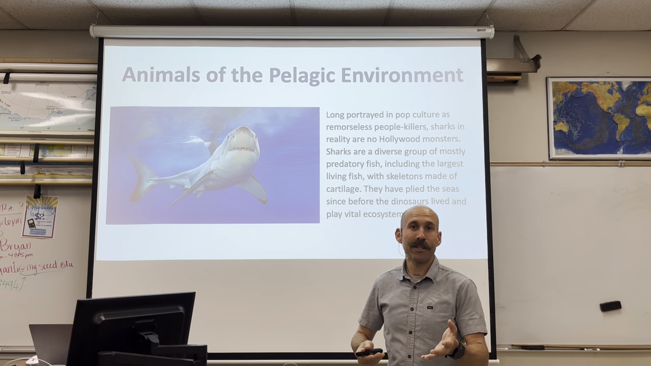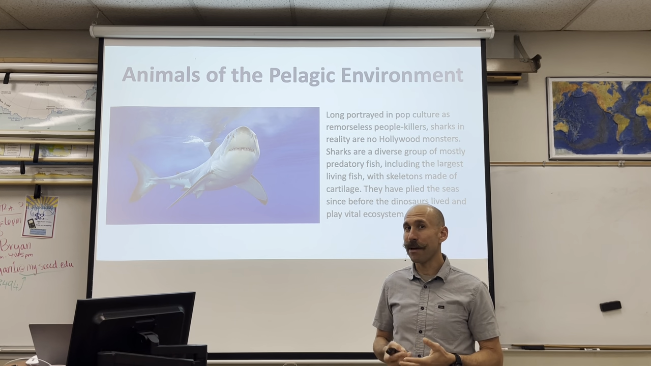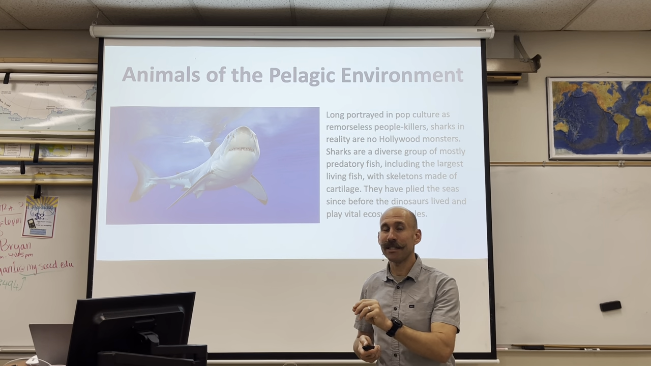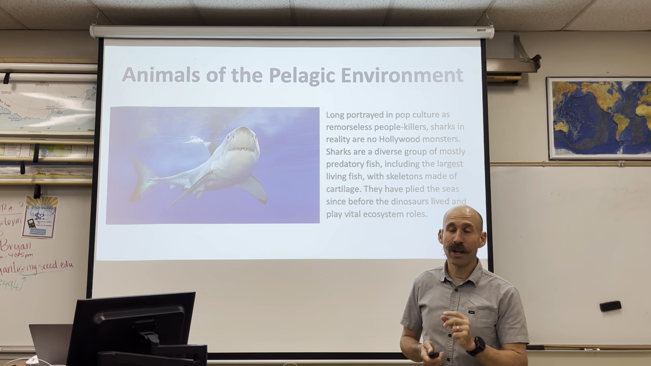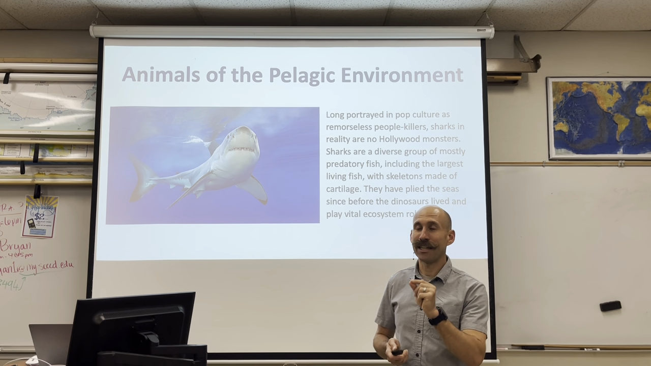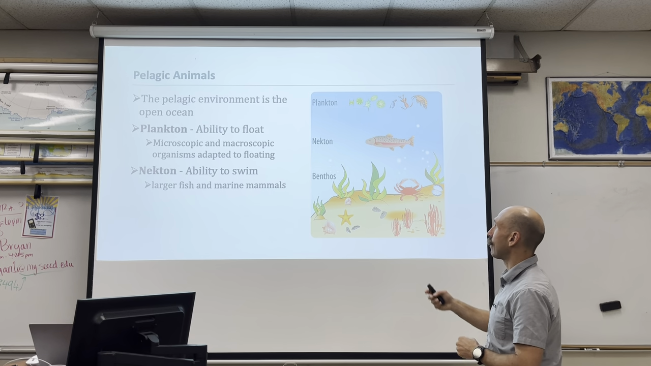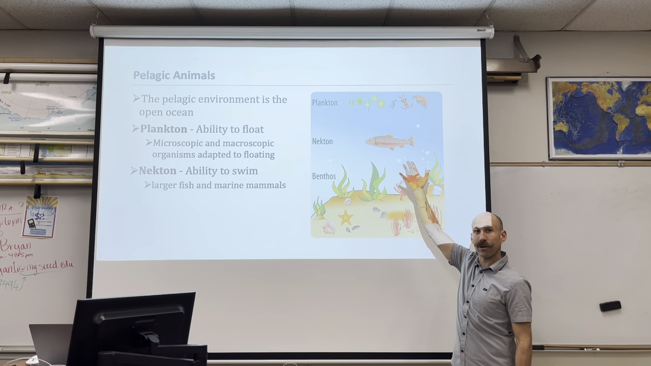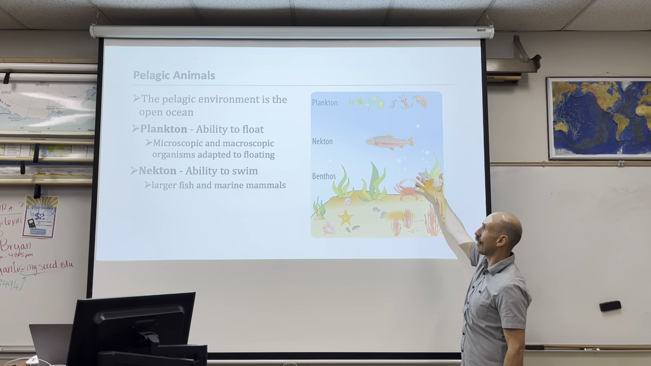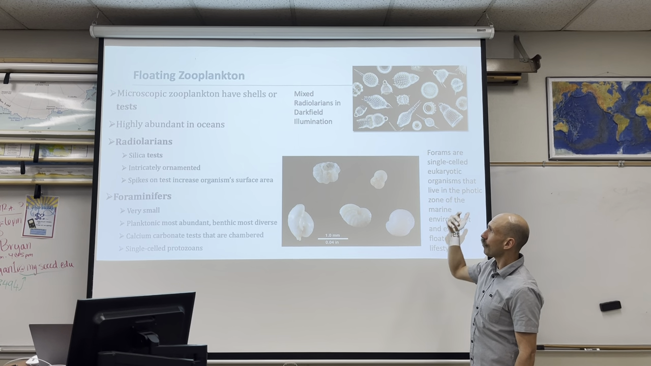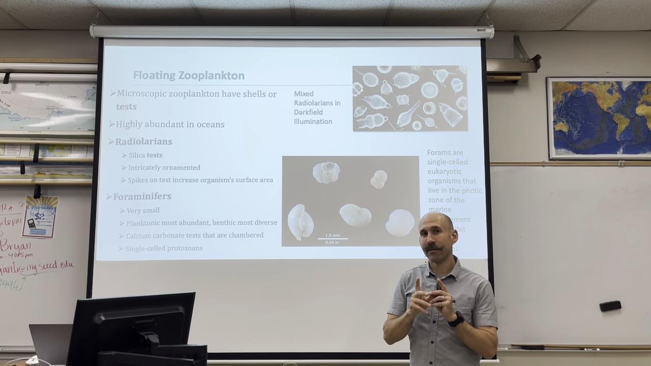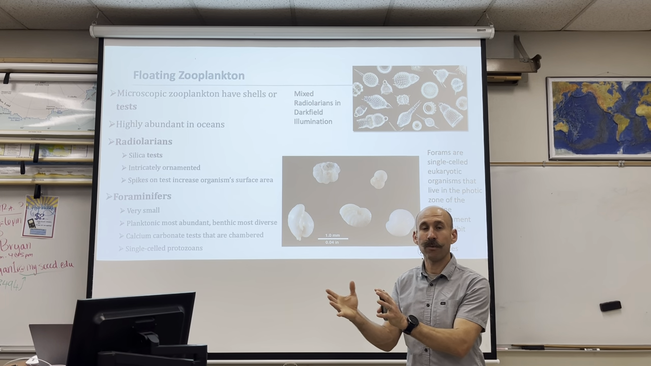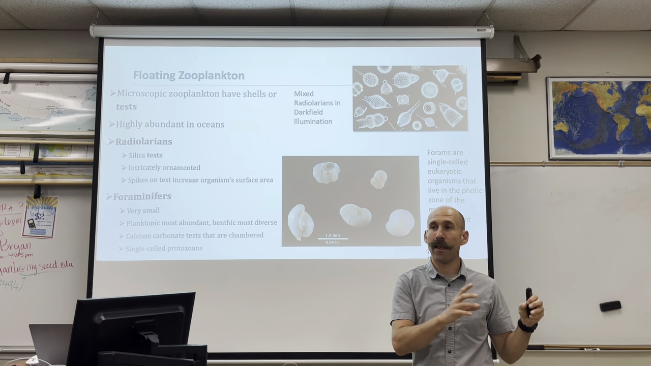So the biodiversity of this group is much smaller than the benthic, but very important because it includes keystone species and our marine fisheries, which are what we're getting into today. The pelagic environment is the open ocean with plankton floaters and nekton swimmers. The plankton that are animals are zooplankton as opposed to phytoplankton, which were primary producers.